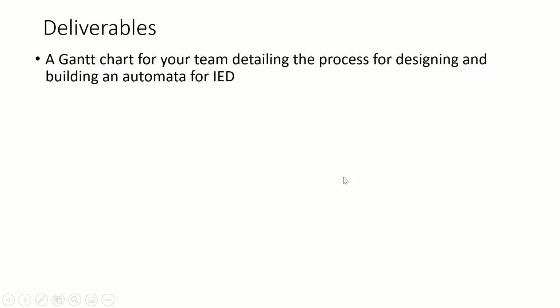The deliverable is going to be a Gantt chart for your team detailing the process for designing and building an automata for IED. I'm aware that at the beginning of this presentation, that probably doesn't mean a whole lot to you. What's a Gantt chart and what's an automata? But we're going to go through all of that, or at least some of that, in this video, so you'll know what you are going to need to do.